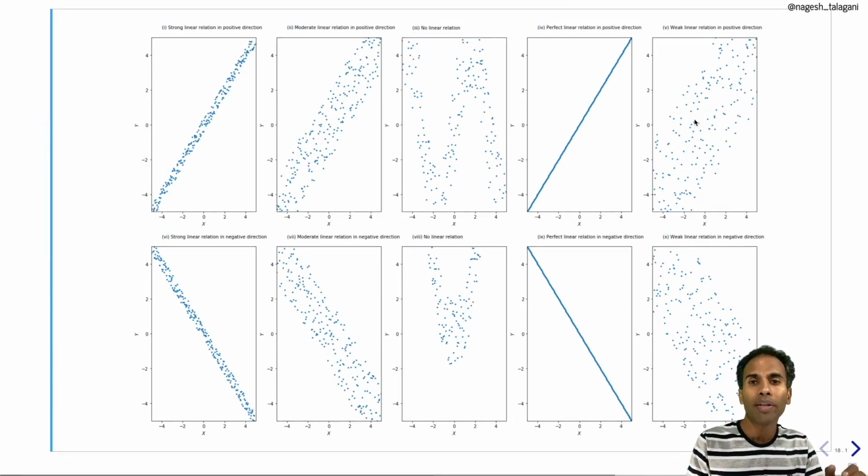Now we want a tool to measure this degree of linear relationship between x and y. Next we are going to define something called the correlation coefficient, which measures this degree of linear relationship between x and y.